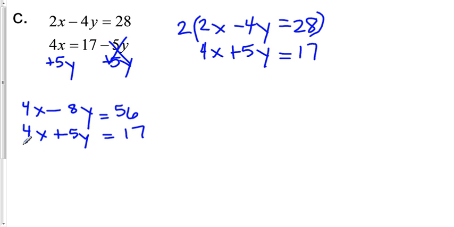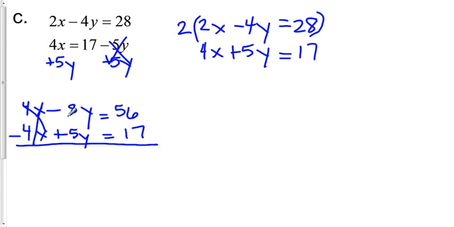Okay, so now I have 4x on the top equation, 4x on the bottom equation. I want to subtract this time because 4 minus 4 cancels out. And I always put my operation down on the left corner here so I know, am I adding the columns or am I subtracting the columns? And in this case, we're subtracting.